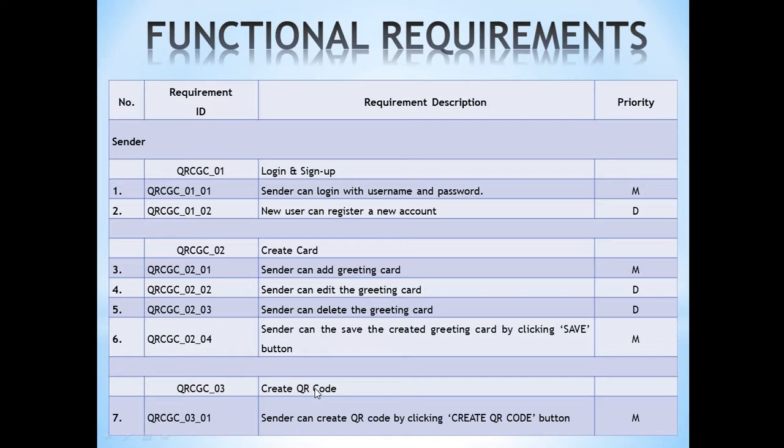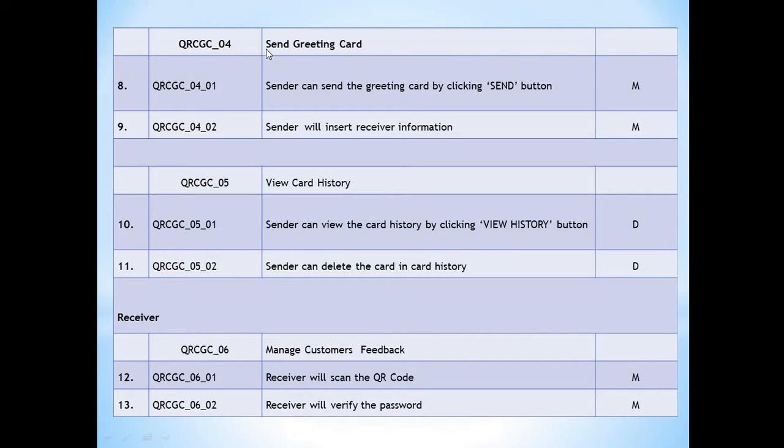Next is create QR code. The sender can create a QR code by clicking the create QR code button. When the sender clicks the create QR code button, the system will generate the QR code for the sender. And then send the greeting card. The sender can send the greeting card by clicking the send button, and also the sender can insert receiver information.